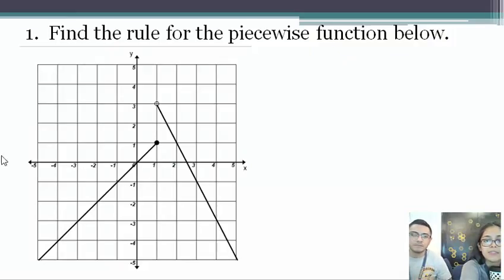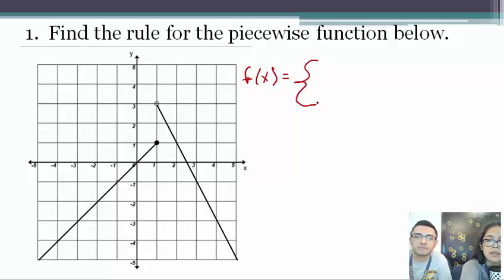For this one it says, find the rule for the piecewise function below. When you think about function, the first thing you should write is f of x. That's the rules for functions. f of x equals, and we want to see what x can actually equal. When you look at the line from the left and you go up, it's all of the numbers to the left of 1, right? So that means x can be less than or equal to 1.